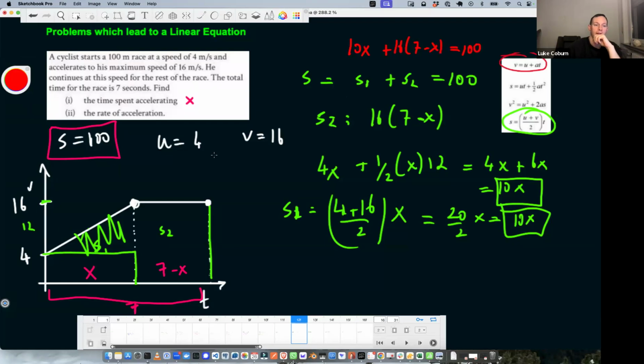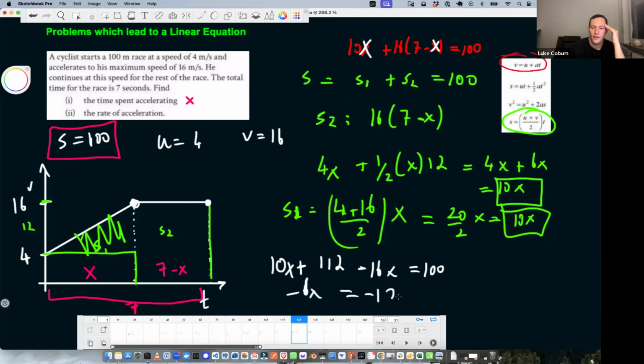100. When we look at this, we have an equation and we only have one unknown in it, so we can solve it. So that's 10x plus 7 times 16, what's that, 112, minus 16x is equal to 100. Sorry, that's 10x, isn't it? So that's minus 6x is equal to minus 12, because the 100 comes over, 100 minus 112 is minus 12. Divide across and x is equal to 2. So this takes 2 seconds, and this takes 5 seconds, right?